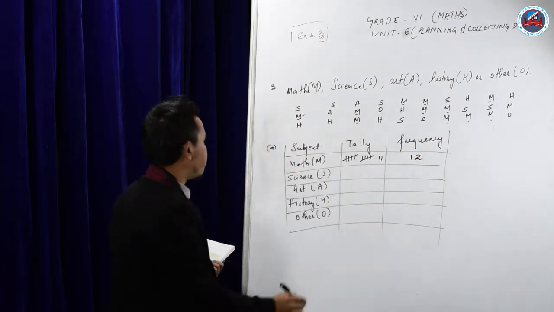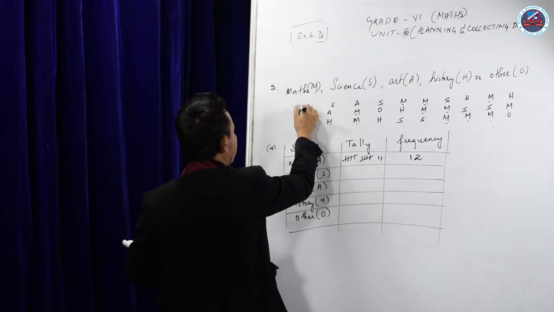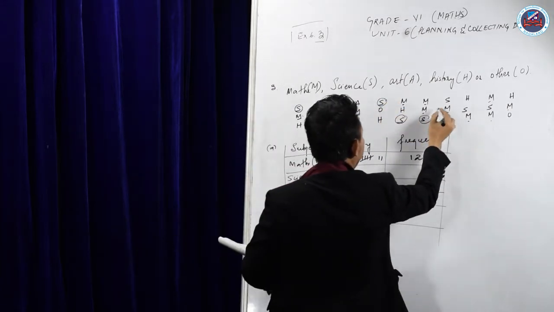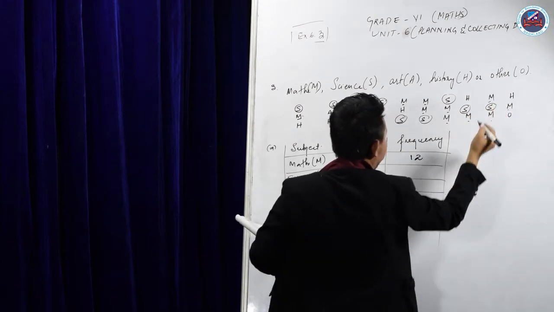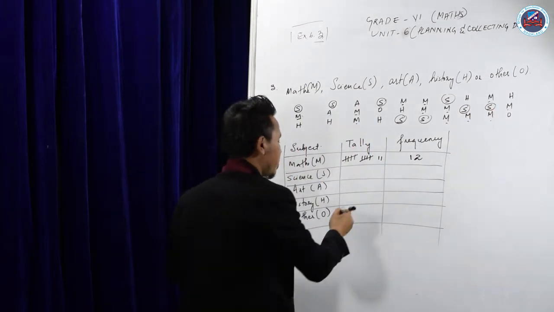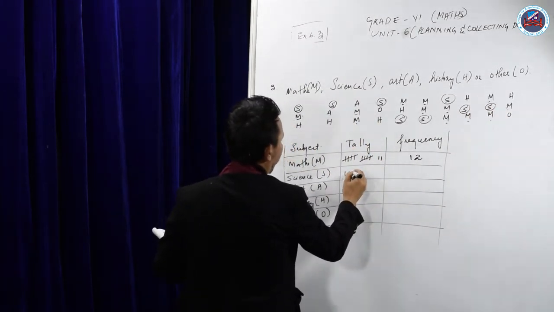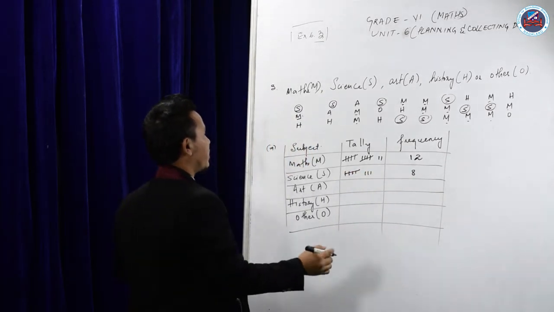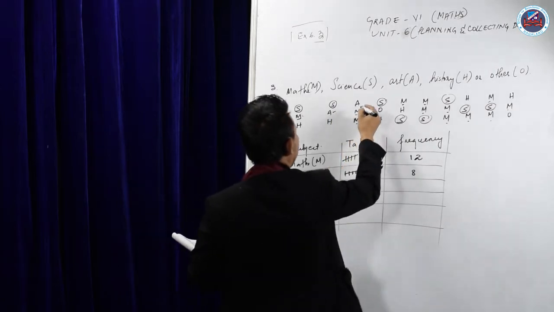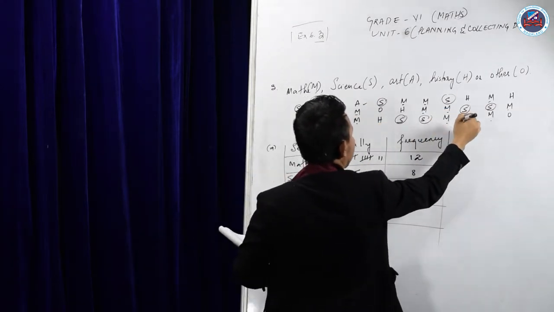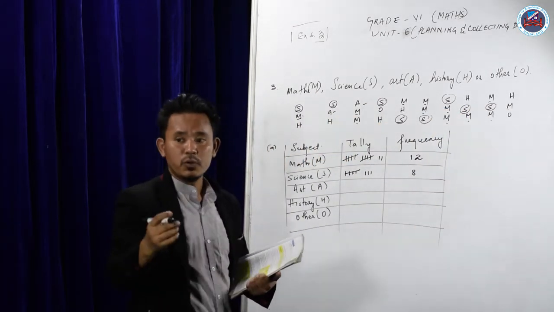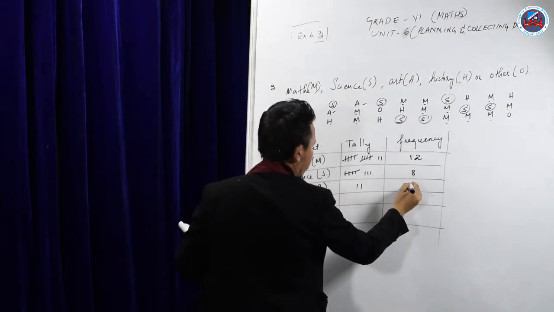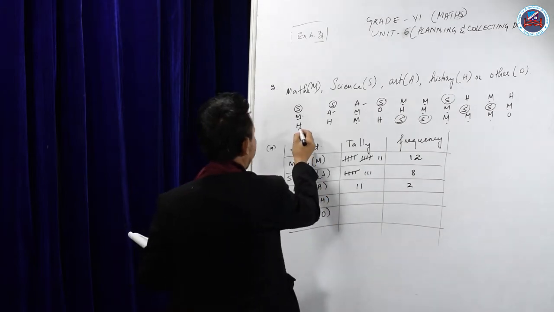Now let's go for science. That is 1, 2, 3, 4, 5, 6, 7, 8. So we have 8. That is 1, 2, 3, 4 and 5, then 1, 2 and 3. That is 8. Next we have art. 1, 2. So the students who chose art are only 2. There is 1 and 2. There is 2.